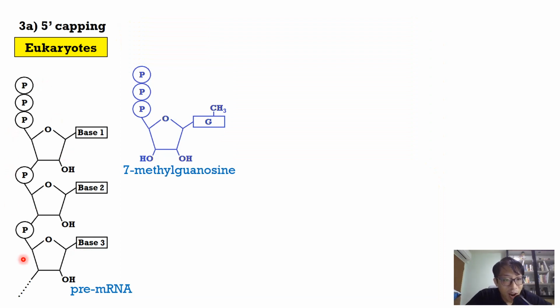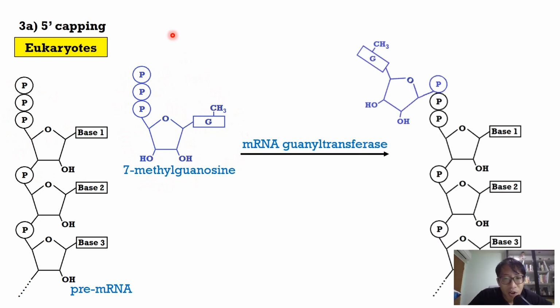Right, so you have the 5' end of the pre-mRNA, where the phosphates are. This is the cap that will be added. It's actually quite a normal nucleotide, but at the nitrogenous base of guanosine, there's an addition of a methyl group. That's why it's called a methyl guanosine, 7-methyl guanosine. That's the identity of the cap. Capping is catalyzed by the enzyme mRNA guanyl transferase.